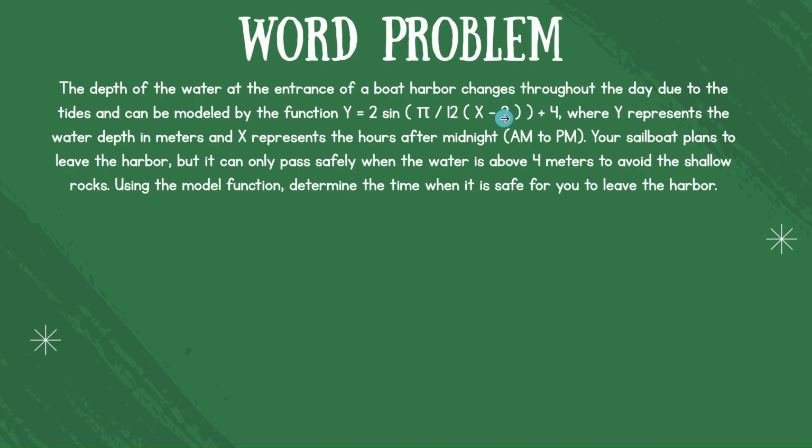Here's our real life word problem. The depth of the water at the entrance of a boat harbor changes throughout the day due to the tides and can be modeled by the function y equals 2 sine(pi over 12 (x minus 2)) plus 4, where y represents the water depth in meters and x represents the hours after midnight, AM to PM. Your sailboat plans to leave the harbor, but it can only pass safely when the water is above 4 meters to avoid the shallow rocks. Using the model function, determine the time when it is safe for you to leave the harbor.